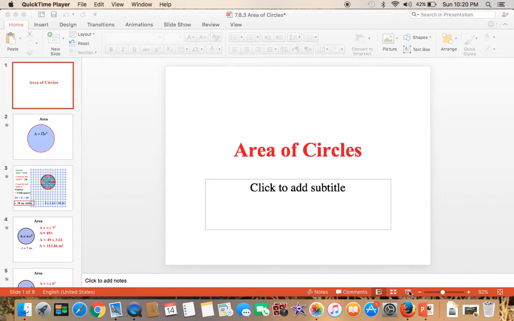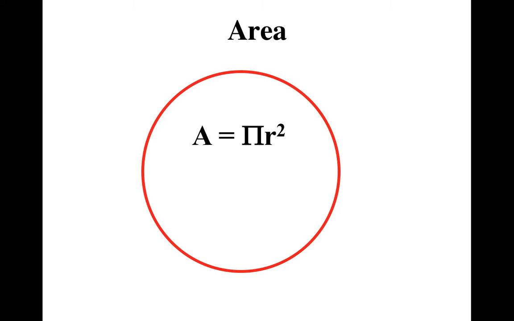Sorry about that. All right, so today we're talking about the area of circles. Just like with circumference, area has a formula. And so the formula is pi r squared. Let's see how this works.